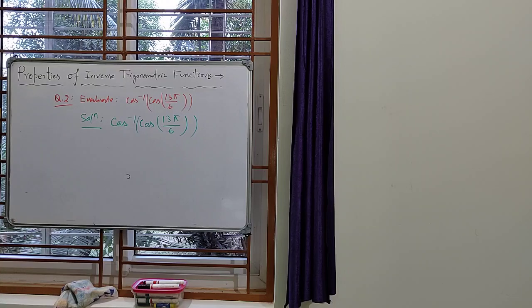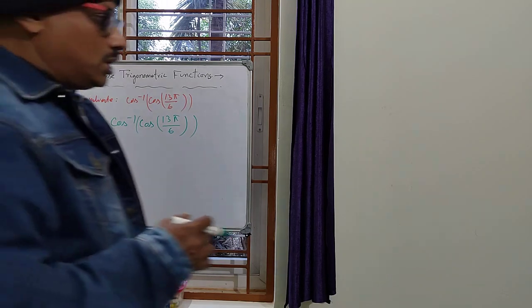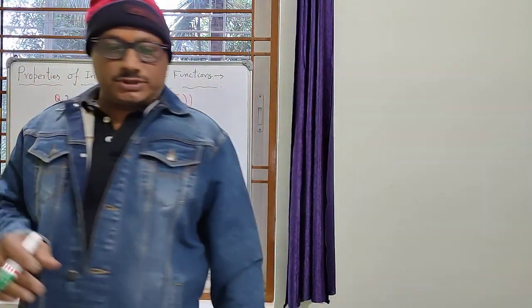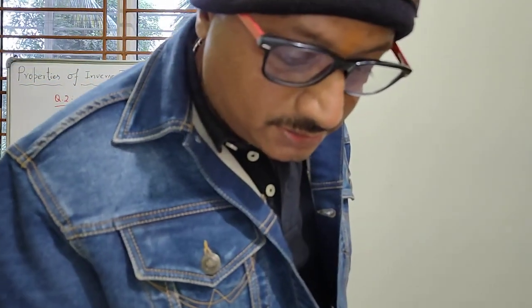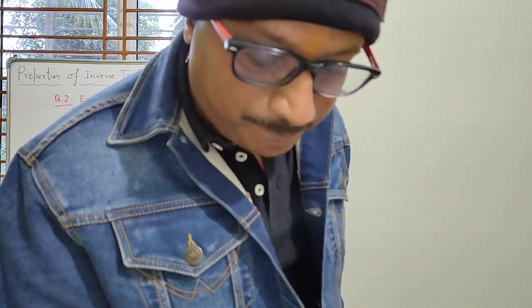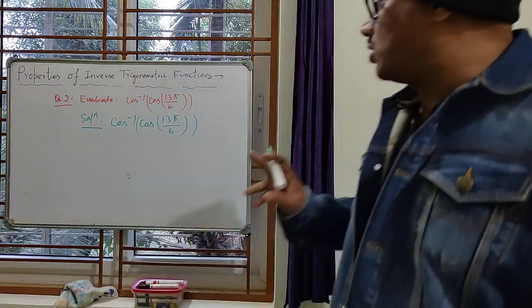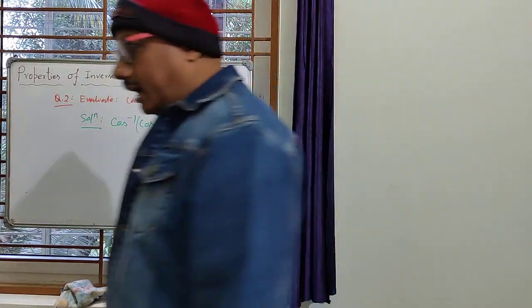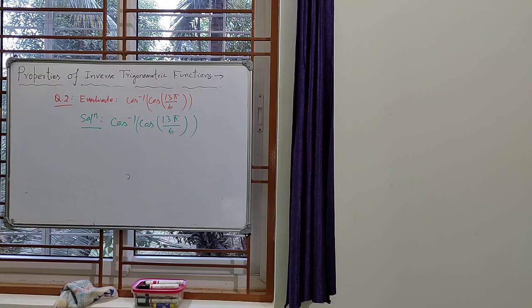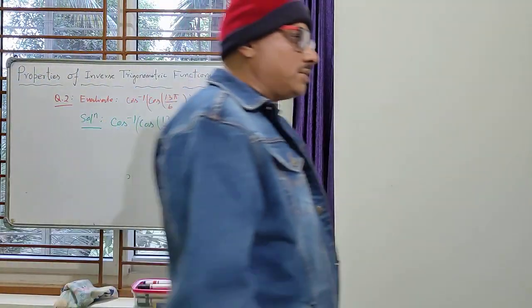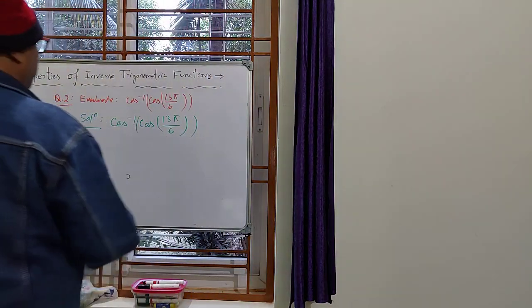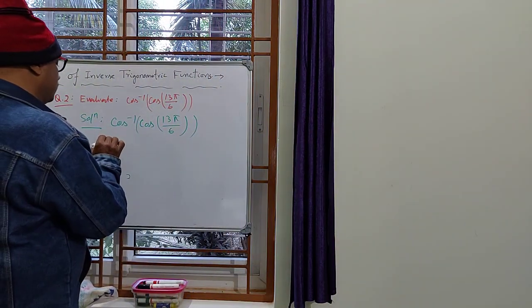According to the property, the value will be 13 pi by 6, which is not the correct answer. See the property of cos inverse cos theta, or cos inverse cos x, where the x value will be in between 0 to pi. 13 pi by 6 does not belong to 0 to pi. That is why we have to reduce this value.